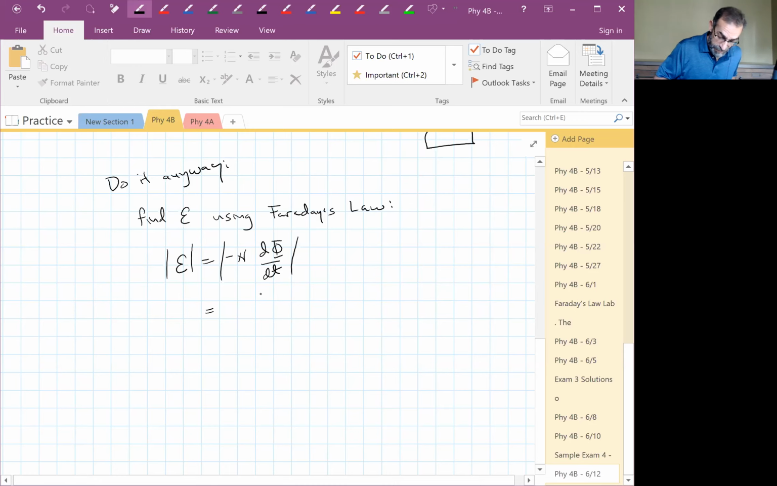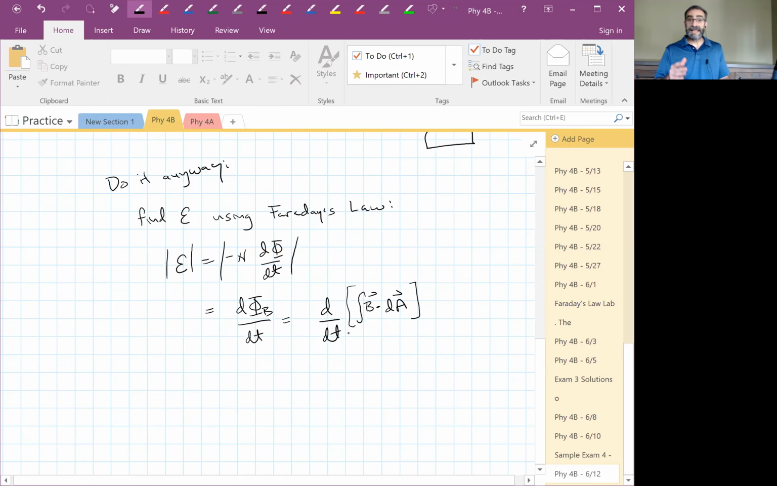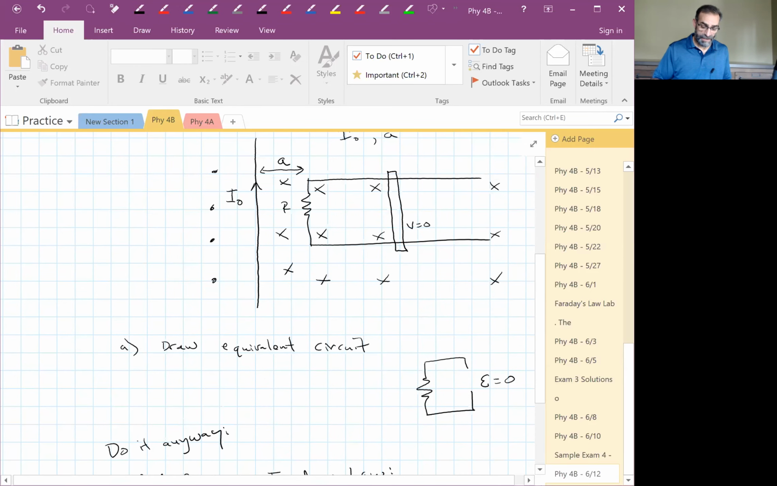I like to just write this out every time. N is 1, right? We only have one loop of wire here. So d flux dt, that's what I'm looking at here. The flux is the integral of B dot dA. Then once I've written that out, I ask myself, is the magnetic field constant over the area? If it is, this integral is just B times A. Is the magnetic field constant over the area?